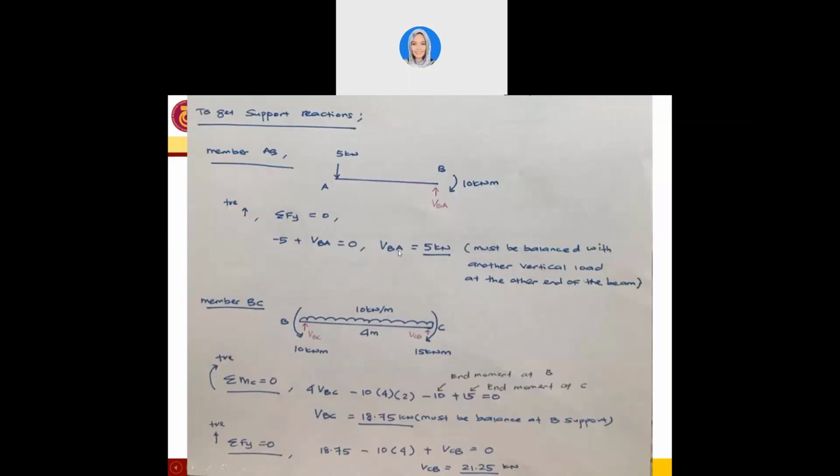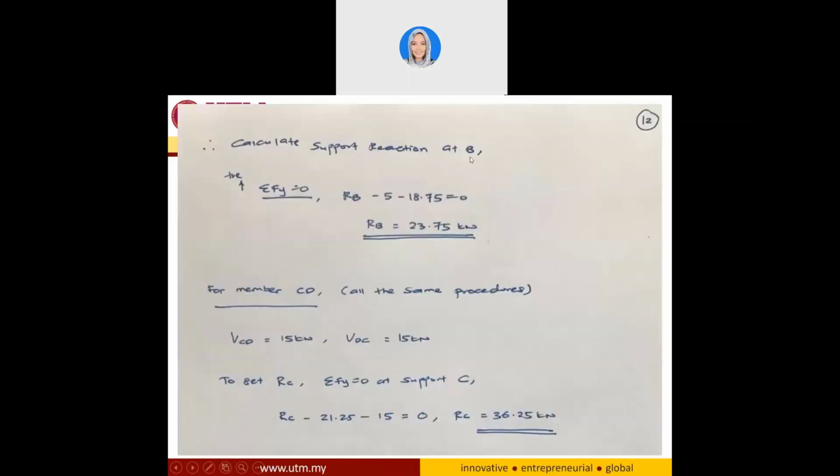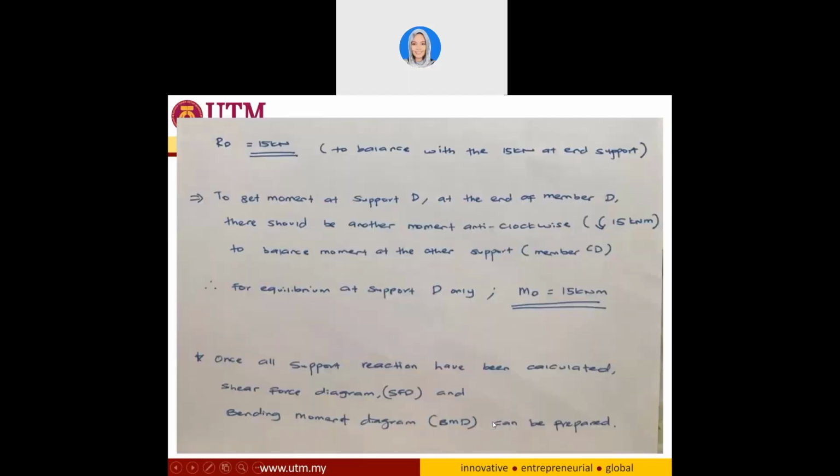Using these reactions, we could determine the support reaction at B, RB equal to 23.75, and similarly for member CD, with the same procedure, the support reaction at C equal to 36.25. We have the reaction at support D, 15 kilonewton, and we also determine the moment at D equal to 15 kilonewton meter. Using all these reactions, we could calculate and produce our shear force and bending moment diagram.